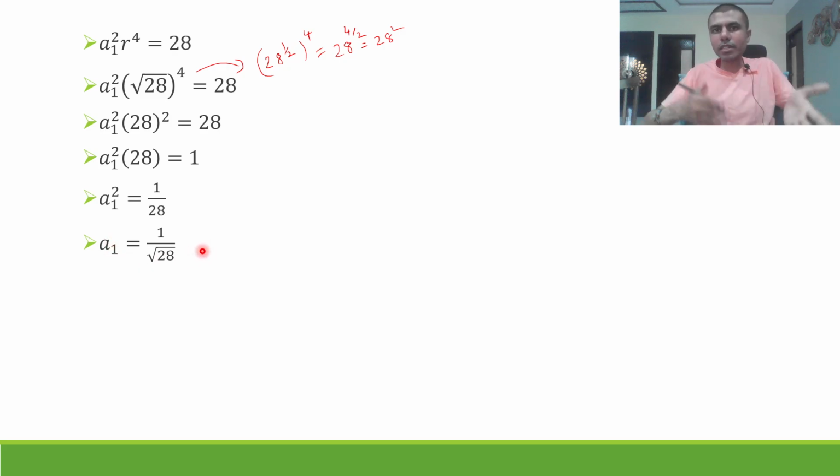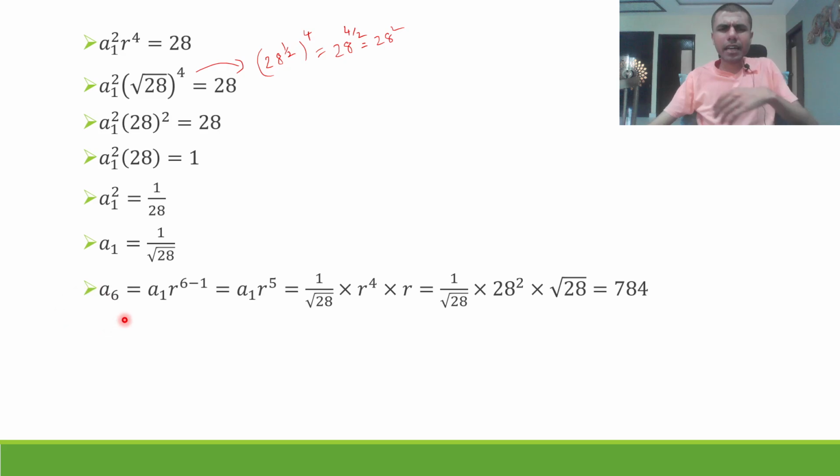Okay. So I got my first term. I got my common ratio. We know the geometric progression, right? That's it. If you want to know a geometric progression, you need to know two things: the first term and the common ratio. I know both. At last, A6 they asked to find out. A6 is what? A1 into R power 6 minus 1, which is A1 R power 5. A1 is 1 by root 28. R power 5 I can write as R power 4 into R. R power 4 is 28 square. So 1 by root 28 into 28 square into root 28, root 28 cancels. 28 square is 784, and with this, option 4 is correct.